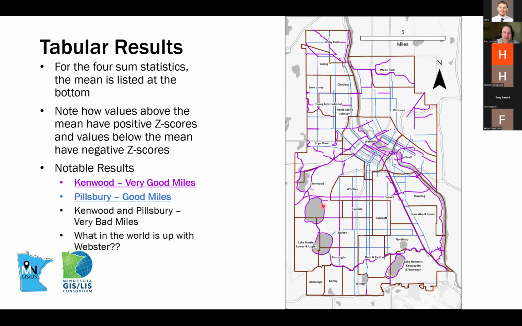If we look at the map, let's try to find those. Well, here's Kenwood over here. In this zone, look how much purple there is. There's the trails all the way around Cedar Lake. There's the trails all the way around Bde Maka Ska. There's the Midtown Greenway. There's all the little connecting spurs. It's easy to see how this had so many miles of very good bike infrastructure. Same thing with Pillsbury. If we look up here, the good bike infrastructure, which are those on-street bike lanes, blue segments, blue, blue, blue, all over in Pillsbury. So it seems like our method really did do what we wanted it to do and add up those results.